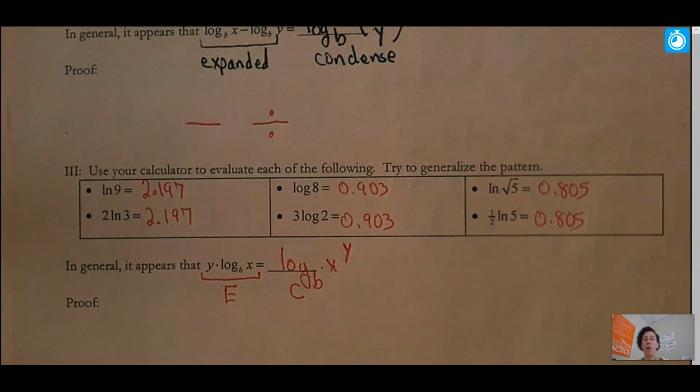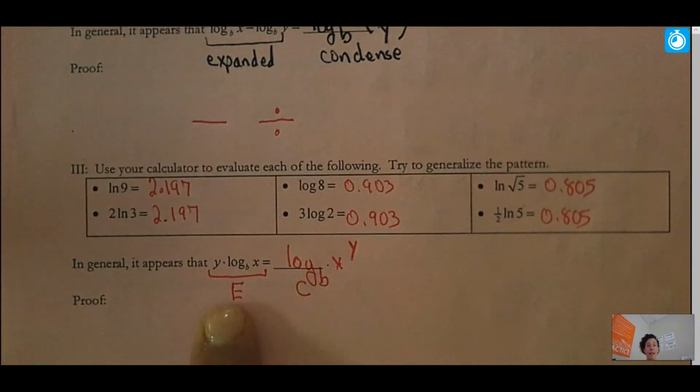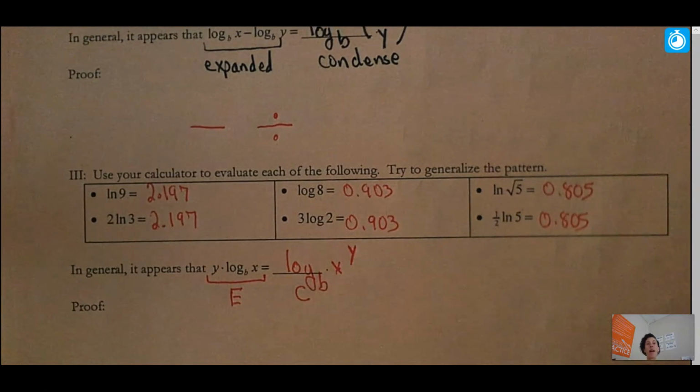So what's a trick for this one? I don't really have a trick to remember that one's going to become an exponent. But these are the 3 rules that we're going to have to work with. And there's this expanded side, and then there's the condensed side on all of them. All right? So let's flip the page and see what's happening here.